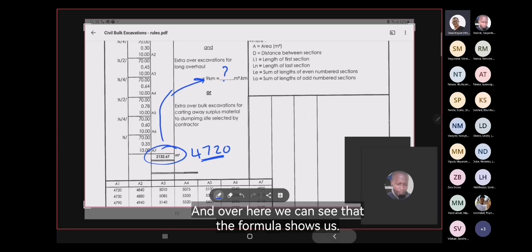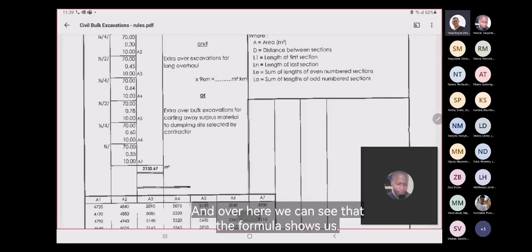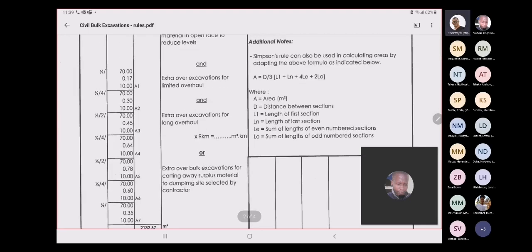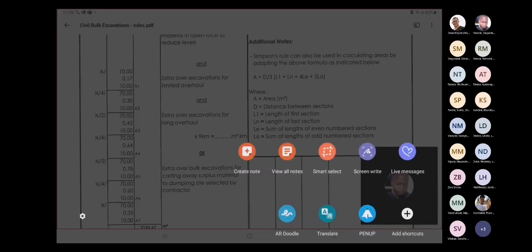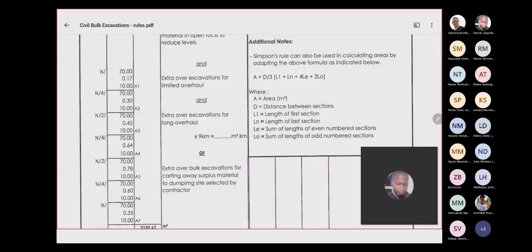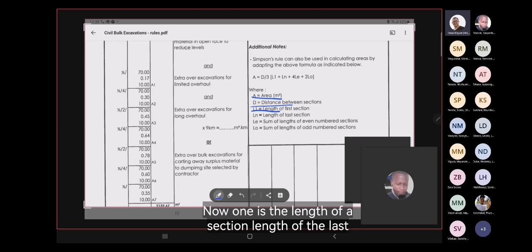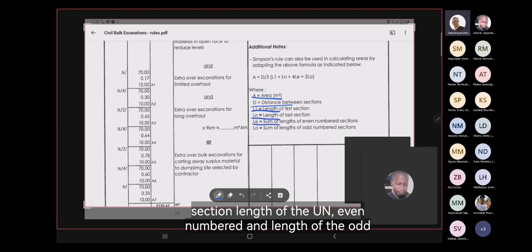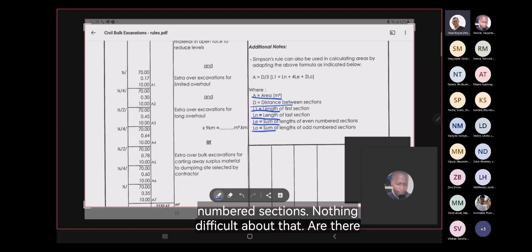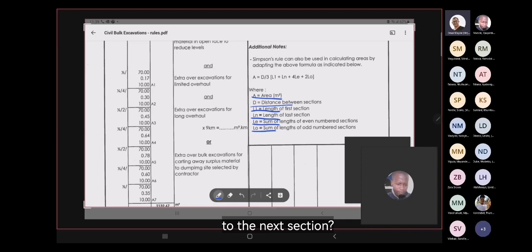And over here, we can see that the formula shows us that A is my area in meters squared. In my formula, it says A meter, D is the distance between the sections, L1 is the length of the first section, the length of the last section, length of the even numbered, and length of the odd numbered sections. Nothing difficult about that. Are there questions that you guys would like to ask me before I move on to the next section?